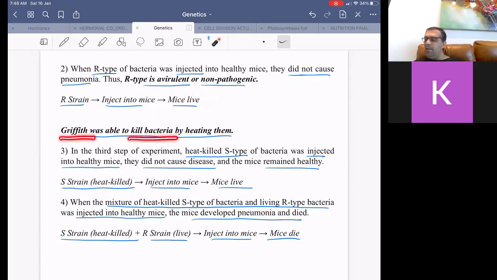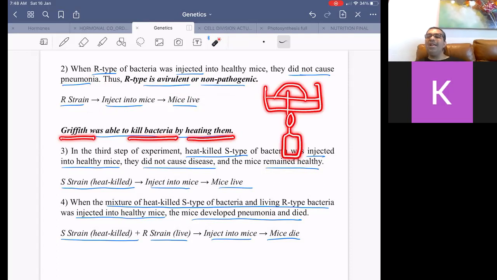Griffith was able to kill the bacteria by heating them. So he took, say, the S type bacteria, which is smooth colony, put a burner below it, and heated and killed the bacteria. At a temperature of around 70 degrees Celsius, the enzymes inside the bacteria degenerate. If you remember, RF sir has taught you above 60 degrees Celsius, enzymes undergo denaturation. So the bacteria's enzymes which help it to multiply undergo denaturation, and the S-type bacteria are heated and killed.